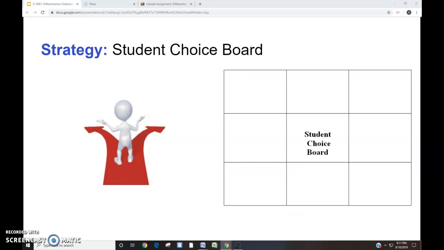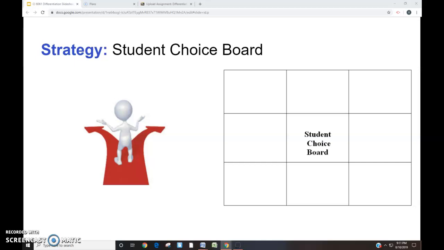Another strategy is a student choice board. If you want to offer students more choice and variety in your lessons, a student choice board is for you. Teachers design options for students that show the mastery of a standard or topic that reflects their learning needs and student interests, such as from a survey. The activity should reflect a variety of critical thinking skills.